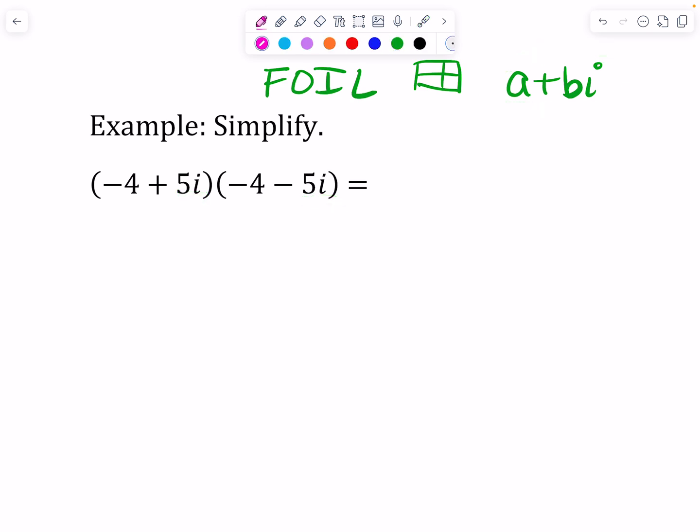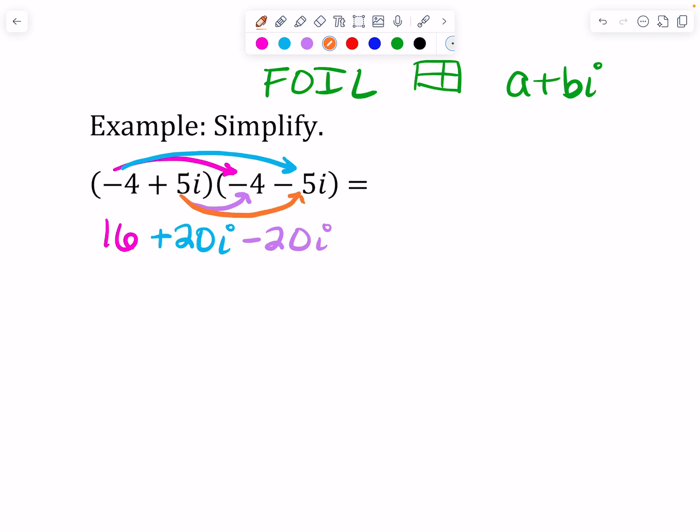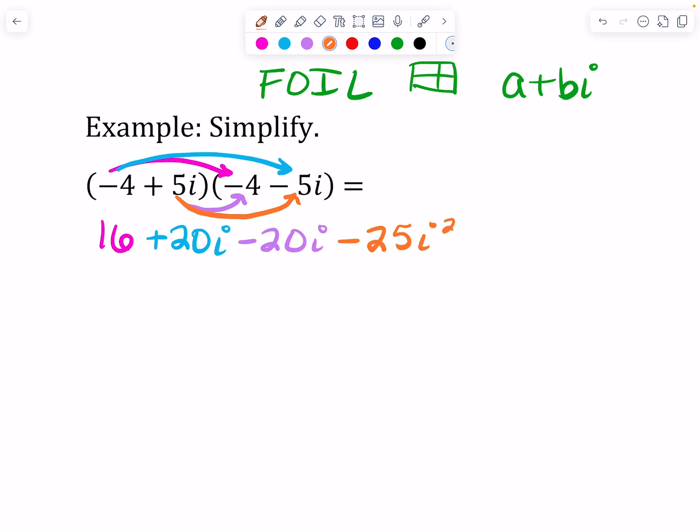So we're going to multiply here. -4 times -4 is +16. -4 times -5i is +20i. Then we have 5i times -4, that's -20i. And then +5 times -5 gives us -25, and that's going to be i squared. Remember, when we multiply i times i, we add those exponents, and they're both an imaginary 1, and that's where we get i squared from.